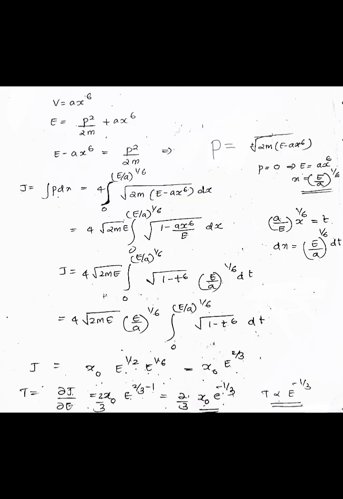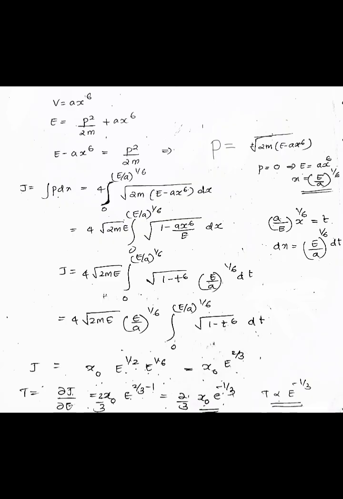And if we put A by E into x raised to 1 by 6 is equal to t, dx is equal to E by A the whole raised to 1 by 6 into dt. So the J can be rewritten as J is equal to 4 into square root over 2mE into integral over 0 to E by A the whole raised to 1 by 6 into square root over 1 minus t raised to 6 into E by A the whole raised to 1 by 6 into dt. This is equal to 4 into square root over 2mE into E by A the whole raised to 1 by 6 into integral over 0 to E by A the whole raised to 1 by 6 into square root over 1 minus t power 6 into dt.